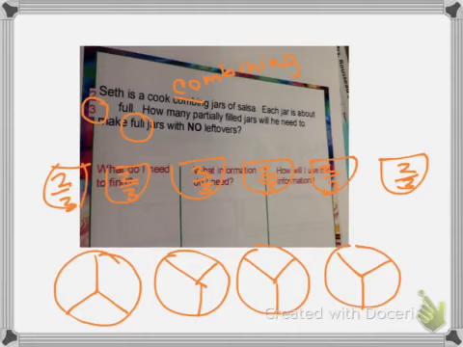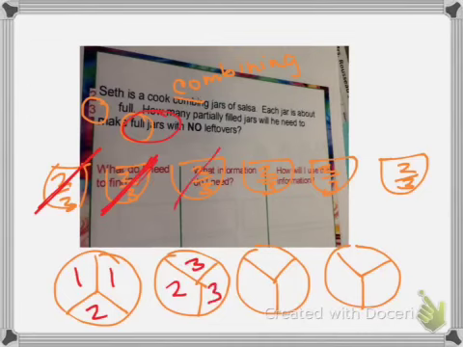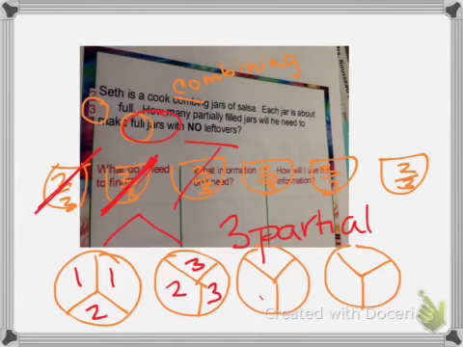So we're going to go through and find out how many of these partial jars. So we're going to take the first partial jar and color in 2/3. Well, that's not enough. I still have this open. I do not have a whole full jar yet. Second jar. It's still not a whole jar. Third jar. Oh, now I have 2 full jars with no leftovers. None that came over to this diagram. So our answer here is 3 partial jars of salsa.